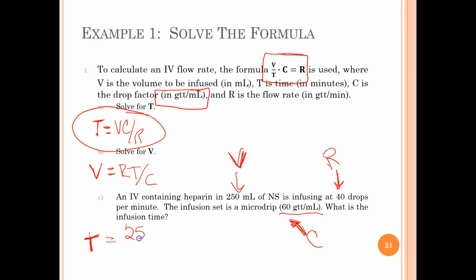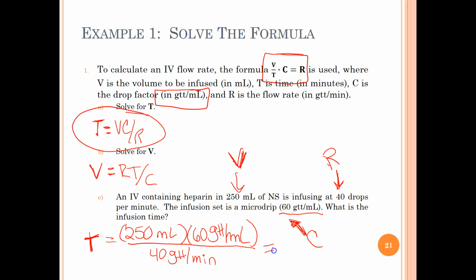So 250 milliliters times our drop factor of 60 drops per milliliter divided by R, our IV flow rate of 40 drops per minute, is going to leave us with what? What do we get as a result here? And if we do the math here, what we'll notice is this is going to work out to be 375 minutes.